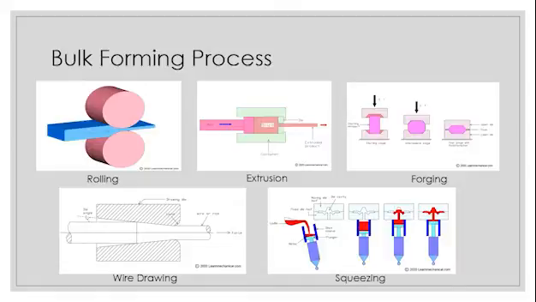So coming to the bulk forming process, like mentioned earlier, it is divided into five types, which are rolling, extrusion, forging, wire drawing, and squeezing. So rolling, as the picture suggests, is one of the most useful processes of forming. As you can see in the picture, two rolls of a desired diameter are made to rotate in opposite directions, and the metal is passed through the rollers, and the desired thickness of the metal is obtained by passing it through the rollers. So this is rolling.